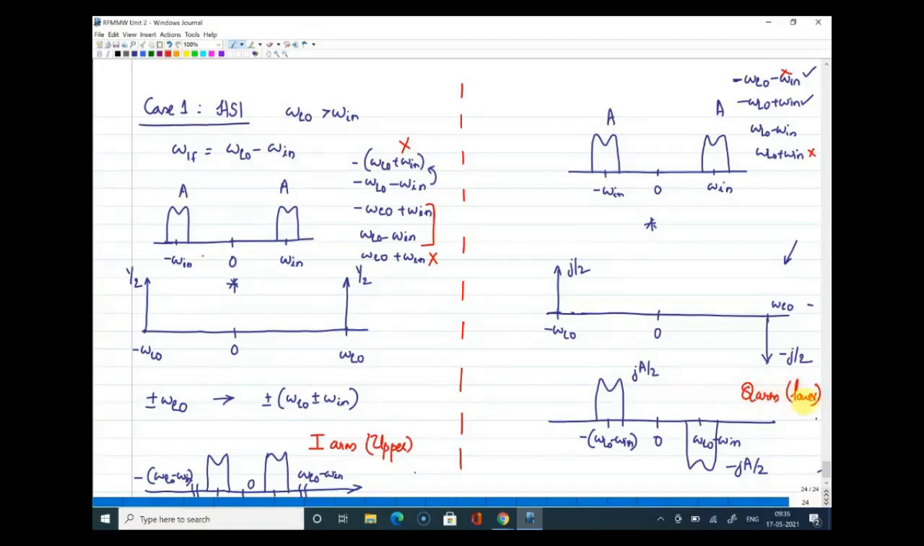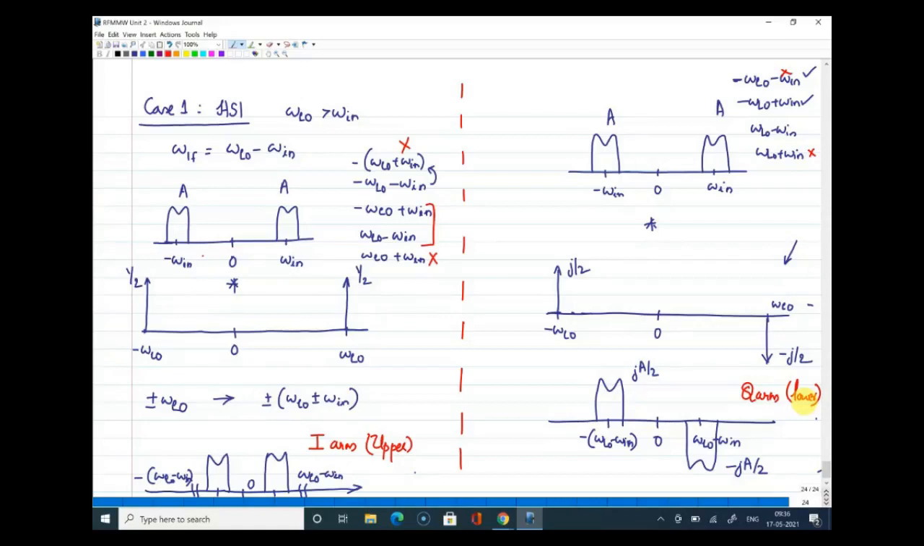Now you will be wondering why we have performed this operation instead of studying the architecture of image reject. Actually, we are in the process of developing the architecture. Before that, let me ask this question: what are we looking at?